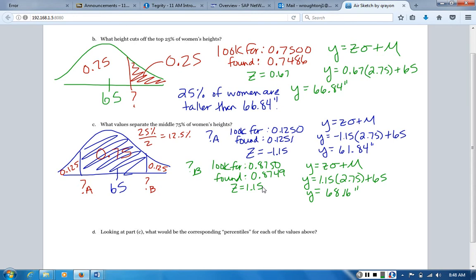So then finally I can say that 75% of women are between 61.84 inches, roughly 5'2", and 68.16 inches, which is roughly 5'8".